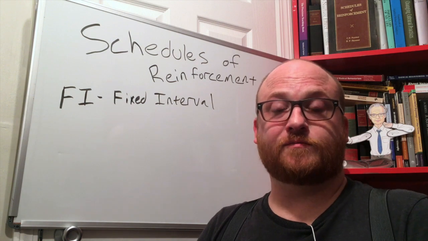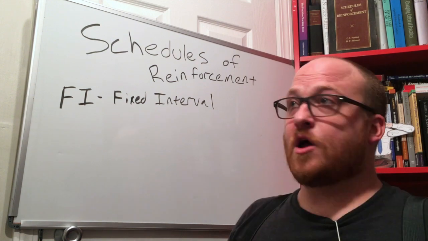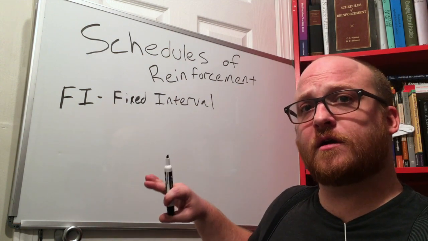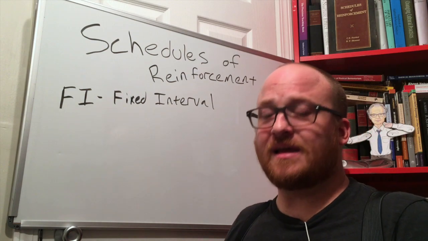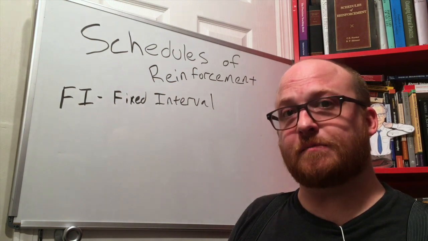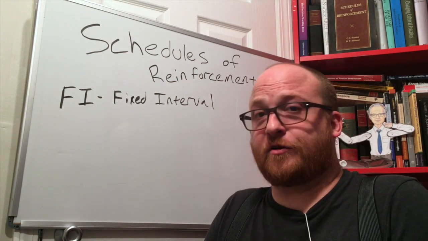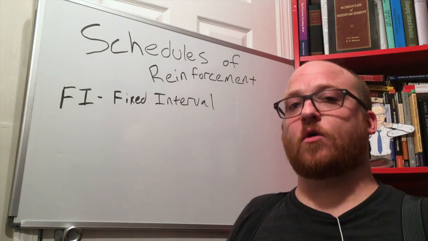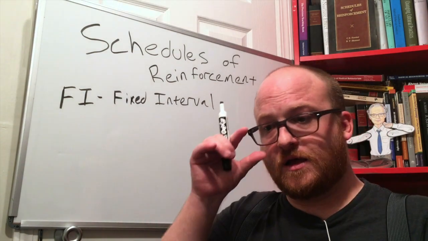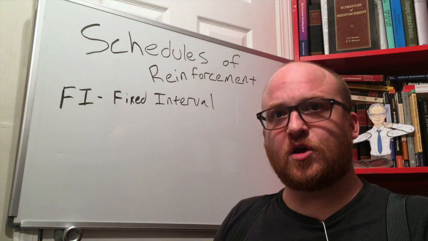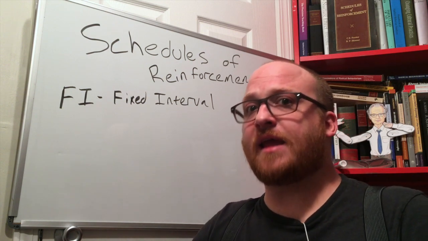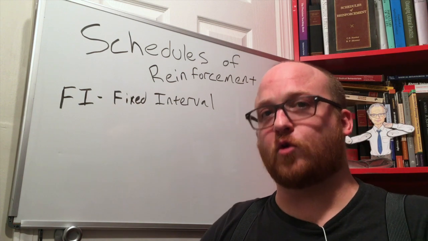A fixed interval, or FI schedule of reinforcement, works similarly to an FR schedule, in that whatever we require for reinforcement to be administered is fixed. With an interval, instead of being responses, it's going to be an amount of time. The first response after that time has elapsed will result in reinforcement. So an FI 1 minute means after reinforcement, we will wait 1 minute. After that 1 minute has elapsed, the next behavior will be consequated with reinforcement.